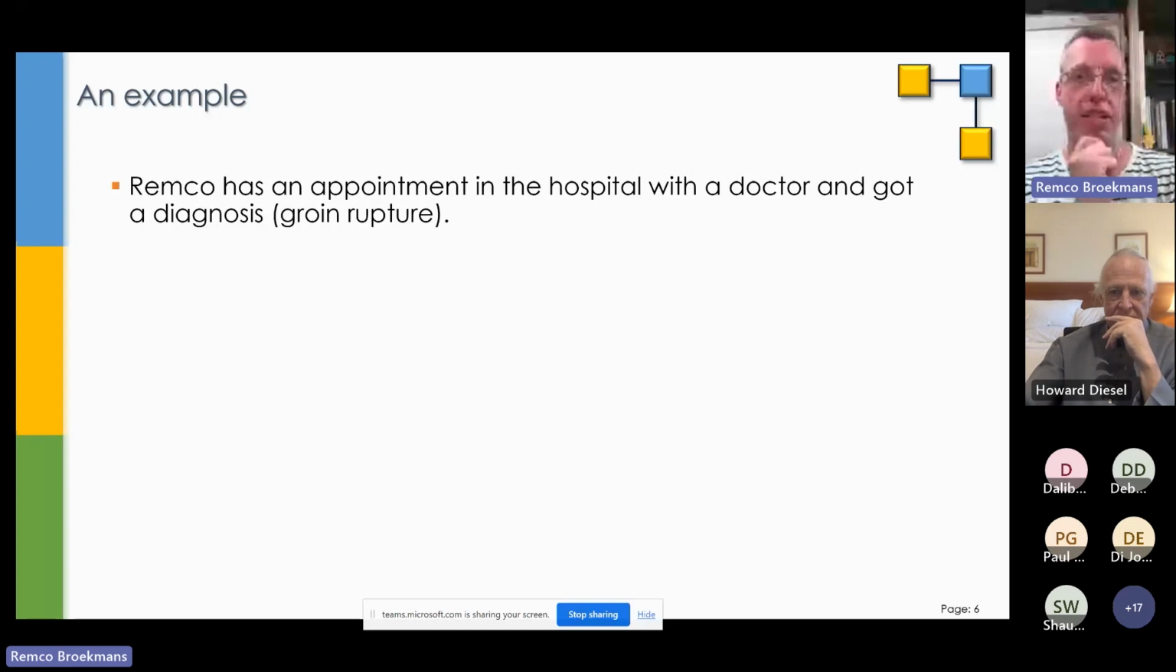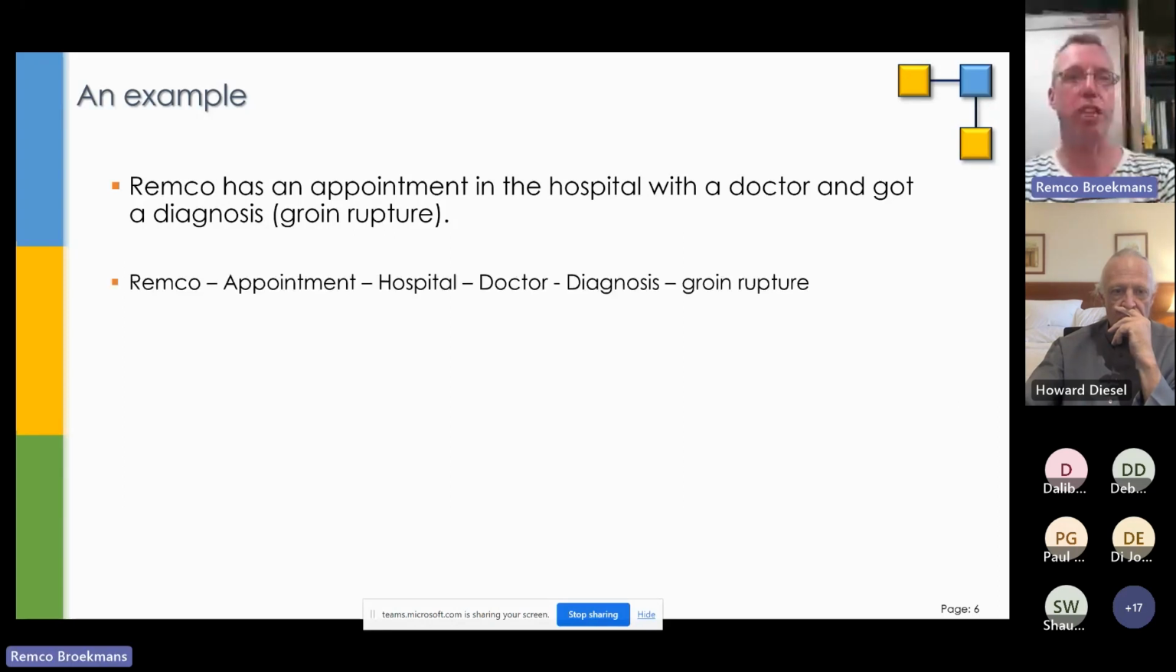If I'm looking at this one and I try to get my model out of it, what do I see? Well, I see Remco, appointment, hospital, doctor, diagnosis, groin rupture. If I leave out all the non-essential parts and just abstract it, then I would say, what is Remco? Well, Remco is more or less a person. An appointment is more the event. Hospital is a place. Doctor is a person as well. Diagnosis could be a thing. Groin rupture, a thing as well.